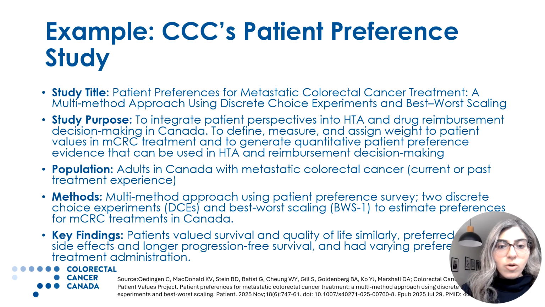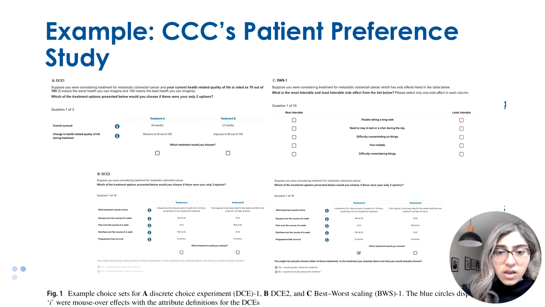So we had a multi-method approach using patient preference surveys. So we had 2 discrete choice experiments and 1 best and worst scaling. With the discrete choice experiments, the first one looked at capturing areas such as overall survival versus health-related quality of life. For the second discrete choice experiment, it looked at route of administration, frequency of side effects, and progression-free survival. And then for the best and worst scaling, it was more so looking at which side effects were considered more tolerable.